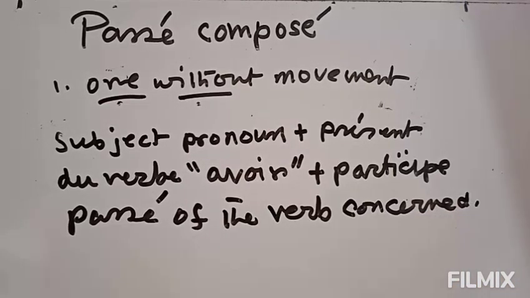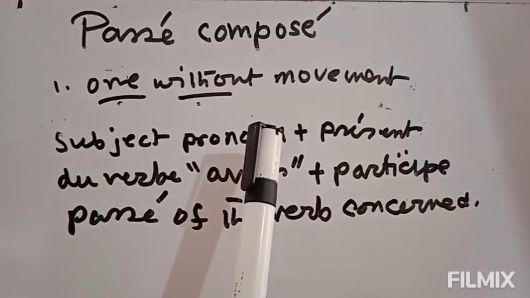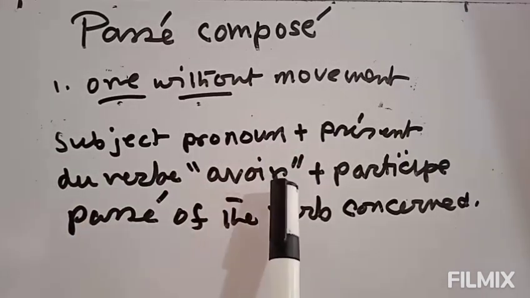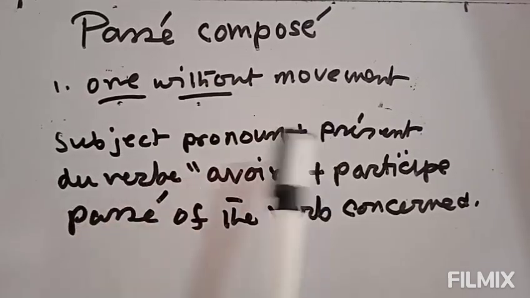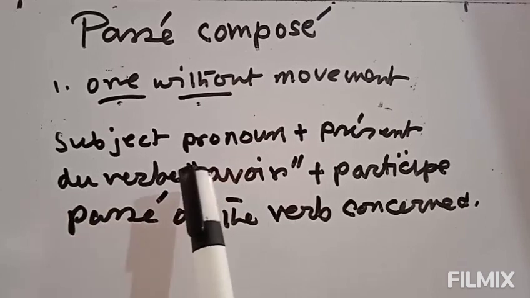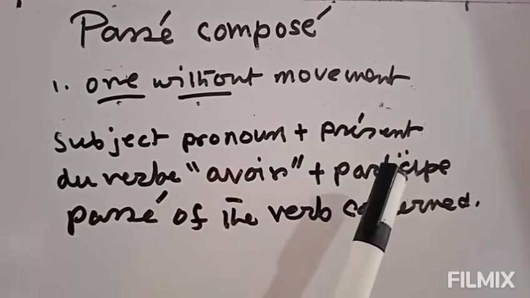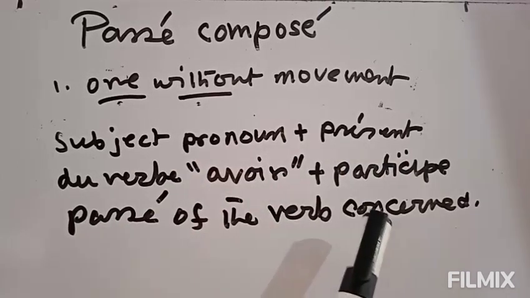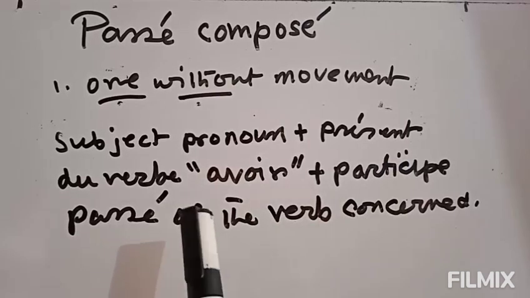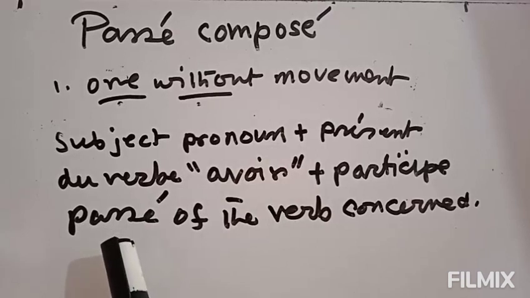That means you are taking the subject pronoun. The 8 subject pronouns are there, which I have already explained in other video lessons: je, tu, il, elle, nous, vous, ils and elles, that is plural. These subject pronouns are common in passé composé also. First you take the subject pronoun, then the présent du verbe avoir. For without movement verbs, you take the present of the avoir verb, plus the participe passé of the verb concerned, that is, the main verb of which you are forming the passé composé.